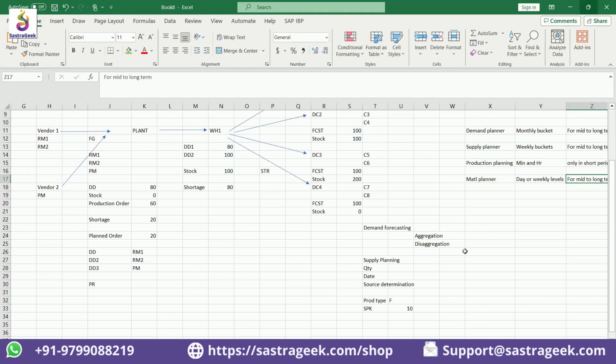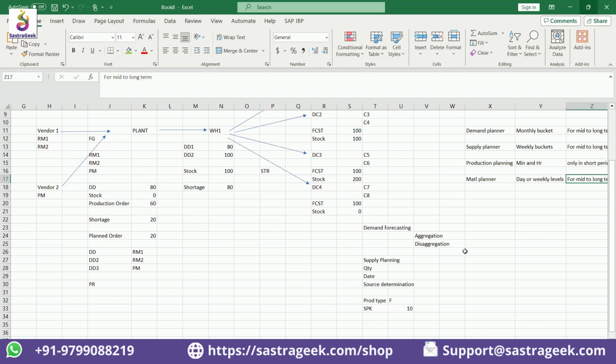But if you want to calculate or derive whether it is STR, PR, then you have to implement the response and supply module of IBP, right? Which helps you to come up with these planned order purchase equation elements.